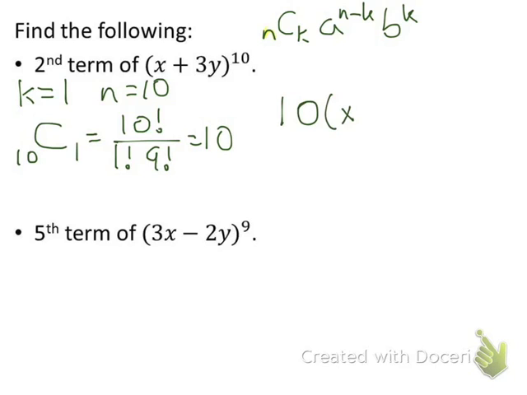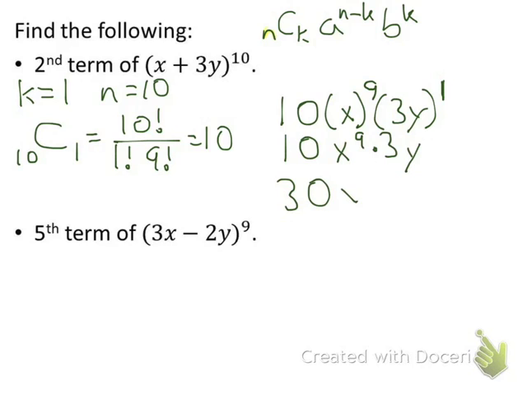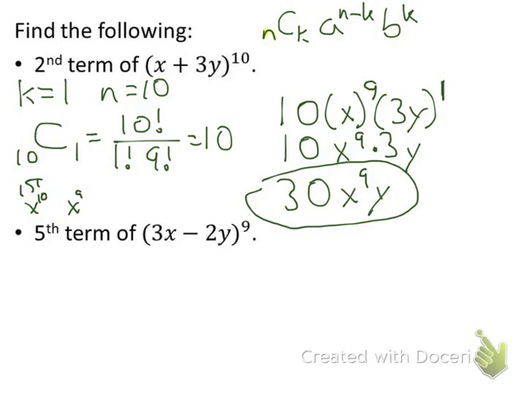Now that's going to be x to the power and 3y to a power. So my exponent on y is k, that's 1. My exponent on x is 10 minus 1, 9. So we get 10 x to the 9th times 3y. We get 30 x to the 9th y. Little bit faster than counting out all our terms, but we could go through and just double check because it's a new process. Let's think. First term would be x to the 10th. Second term would be x to the 9th because we count down. Okay, it fits. We should be good.